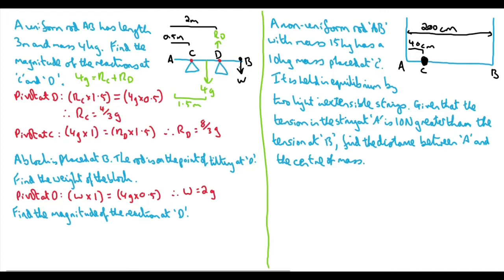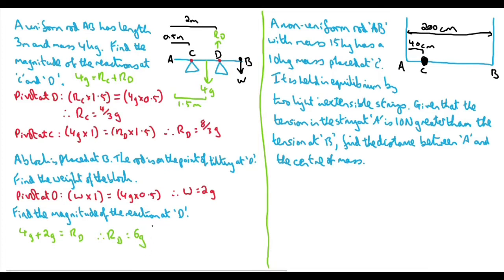Well, now that we have that weight, we can say, find the magnitude of the reaction. Now we can look in vertical equilibrium. So we can say that the downward forces of your 4G plus your 2G, which again we now know is the weight, that's going to equal the upward force of the reaction at D. Therefore, the reaction at D will just equal a sum of 6G newtons.